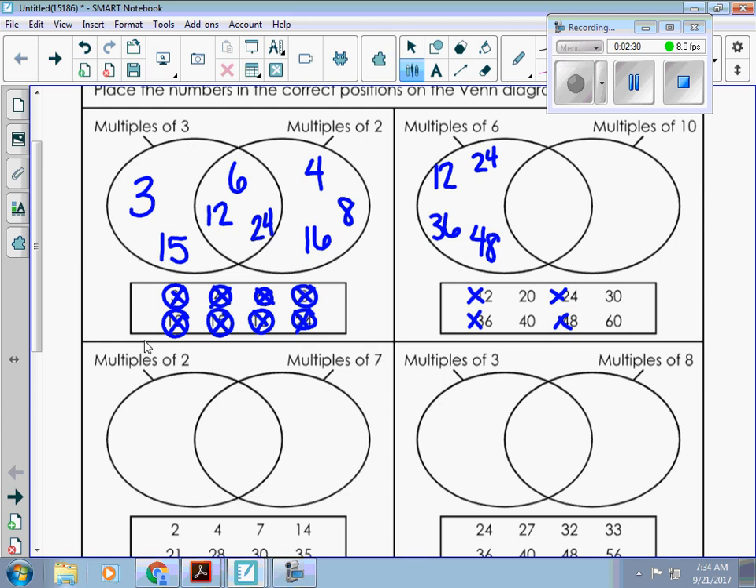Looking at the other ones, nothing times 6 is 20, so it is only a multiple of 10. 5 times 6 is 30, and 10 times 3 is 30, so it's a multiple of both. Nothing times 6 is 40, but 10 times 4 is 40. And 6 times 10 is 60, and 10 times 6 is 60. So 60 is a multiple of both of them.